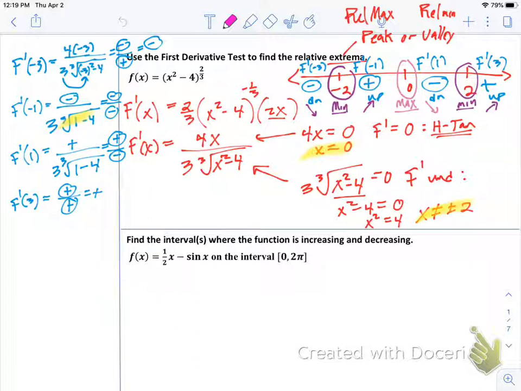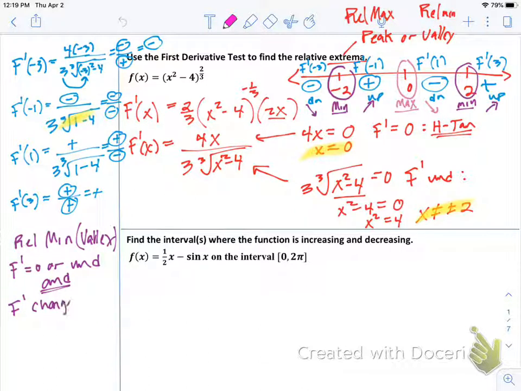So on the left-hand side, I'm actually going to summarize this a little bit for us. A relative minimum, or valley, we like to call it, happens when f prime equals 0 or is undefined, and f prime changes from negative to positive around that critical value, downhill to uphill. Okay, so we saw that change.